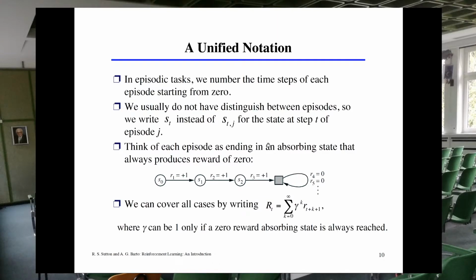We need then a unified notation to solve episodic and continuing task problems. In episodic tasks, we number the time steps of each episode starting from 0. We usually do not have an index to distinguish between episodes, so we write s_t instead of s_t,j. So during the training of the algorithms, we just take care about the time step. We don't care if that state was perceived in episode 1 or episode 5. That's why we just have an index for the time step.